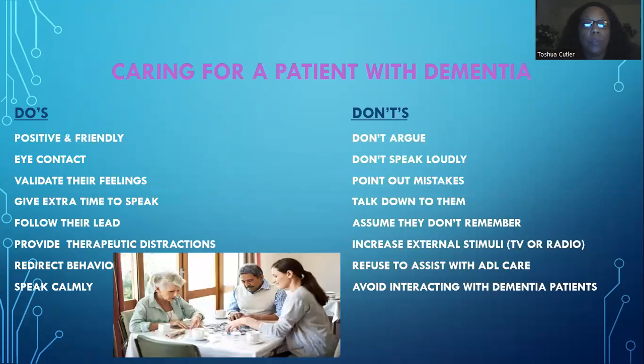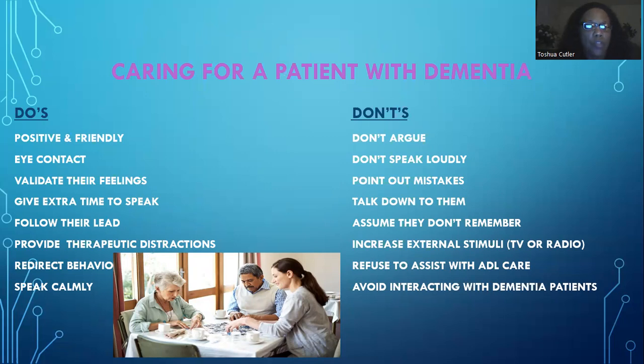Some do's and don'ts of caring for a patient with dementia. Always keep your body language friendly and positive. Don't rush their conversation. Always use open-ended questions. Allow them time to express their feelings. Don't argue and just let it go, and always show proper respect. Make eye contact. Give them extra time to speak.